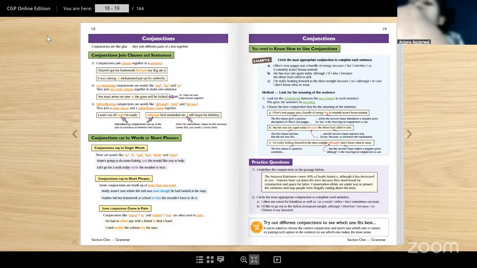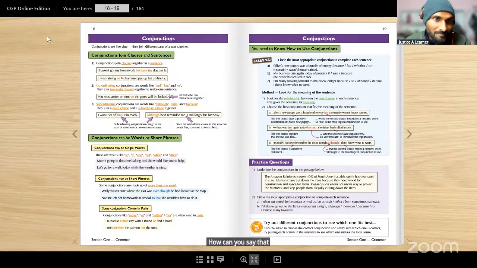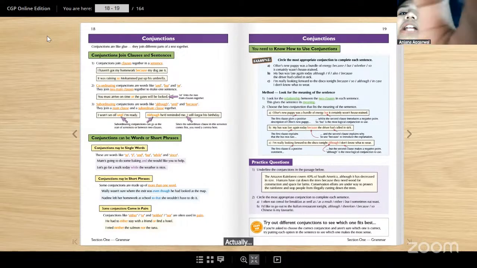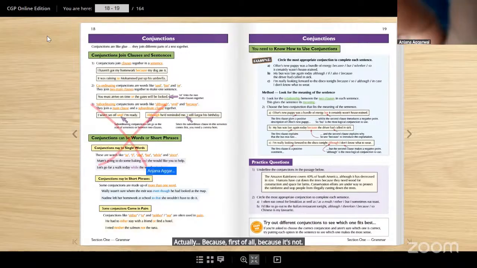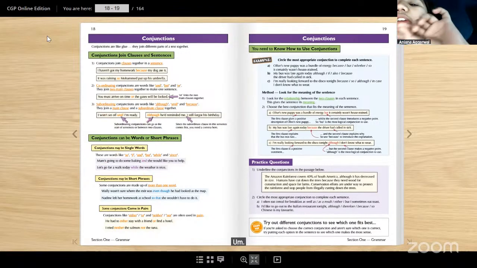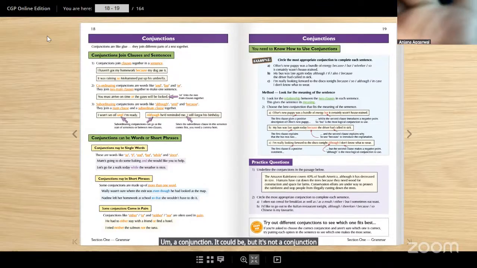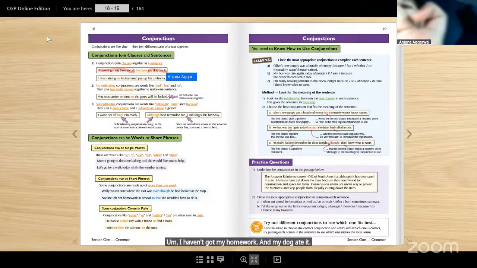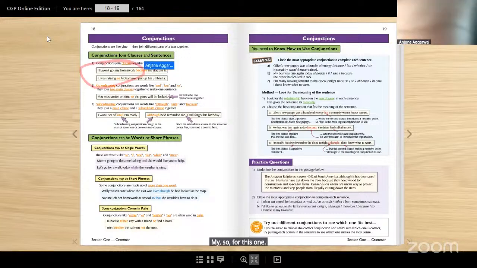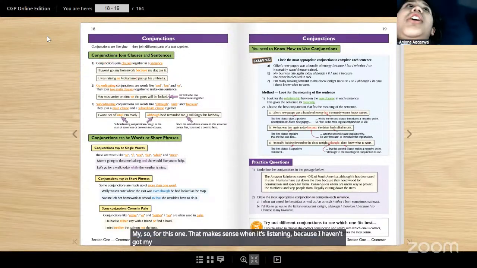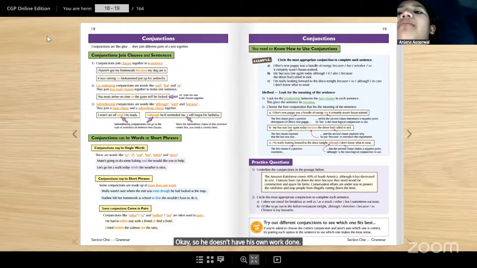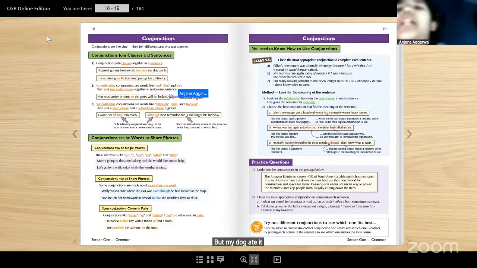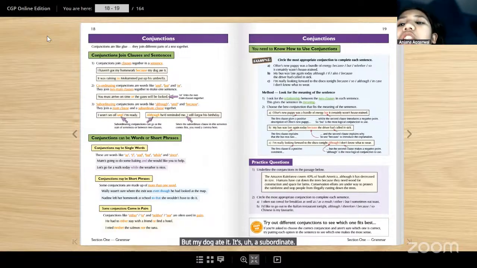This is compound. How can you say that? Can you prove it? Actually, I think it's complex, because first of all, it's not a conjunction. It could be, but it's not. And second, "I haven't got my homework" makes sense on its own. It's the main clause. So he doesn't have his homework done, but "my dog ate it" is a subordinate clause.